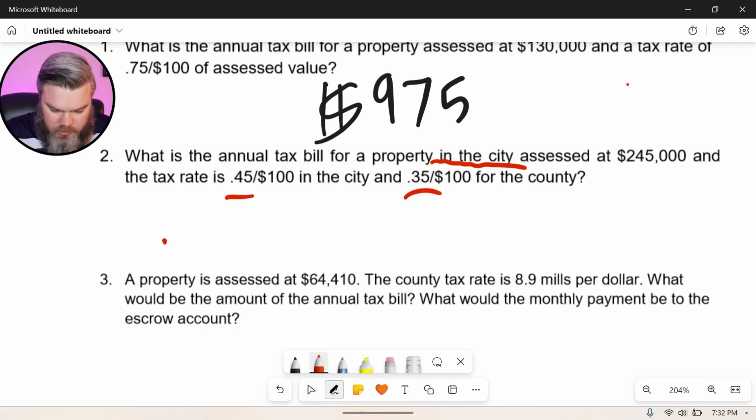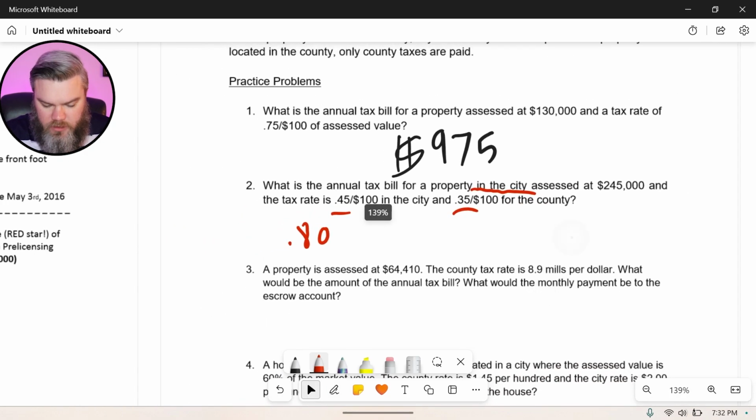That's kind of hard to read. Since I'm zoomed in so much, it's a lot bigger kind of cursor for me. There we go.